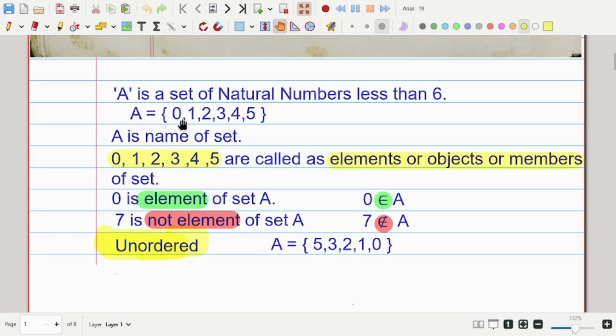If we change the sequence of elements in this set A, that is, if we write set A as a set of 5, 3, 2, 1, 0, then also this set A is exactly equal to this set A. This means the sets are unordered.